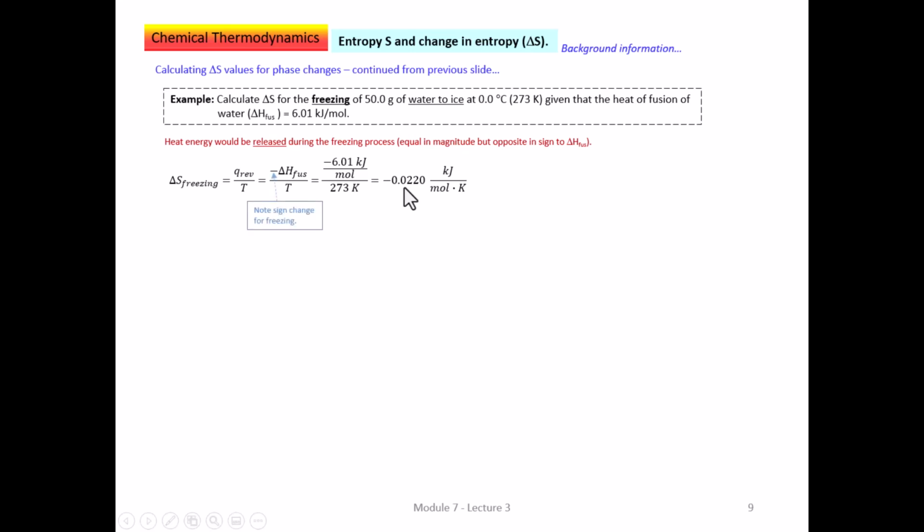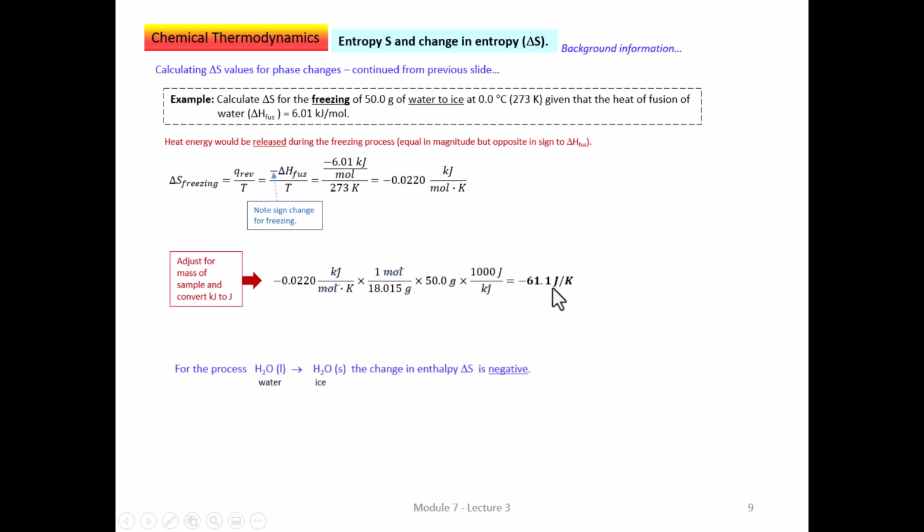If we adjust for our sample size, 50 grams, and convert to joules per K, we get minus 61.1 joules per K. So for the process of water going back to ice, the change in entropy, delta S, is negative. Again, that makes sense. What we're doing when we go from water to ice is decreasing the disorder. The other way you can think about it is that you're increasing the order. In any event, delta S is negative.